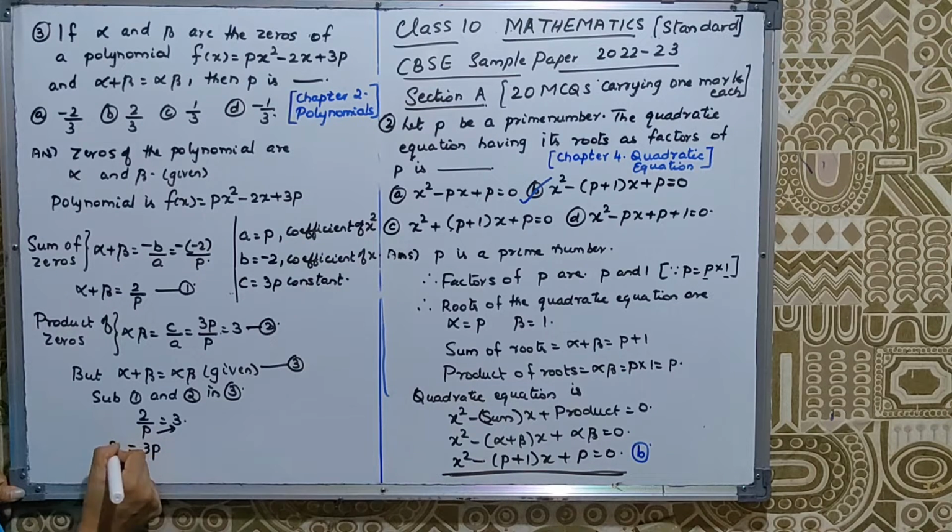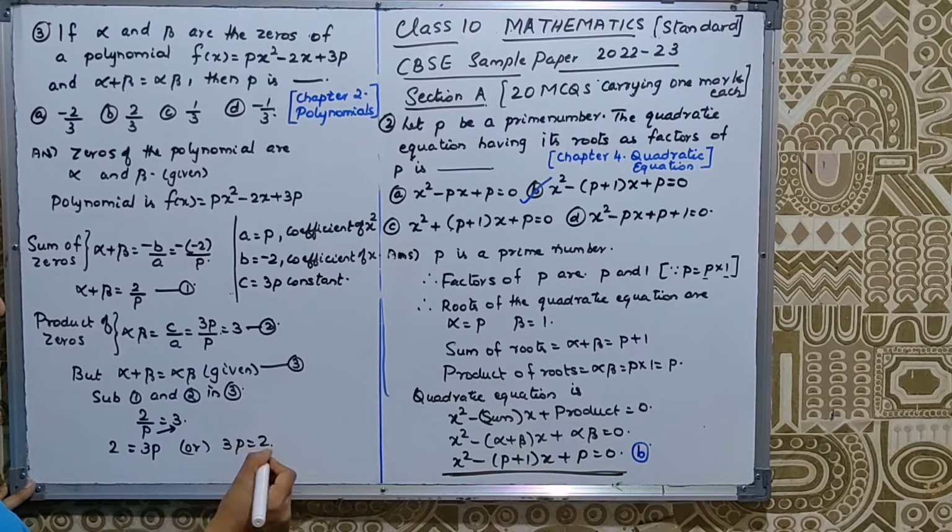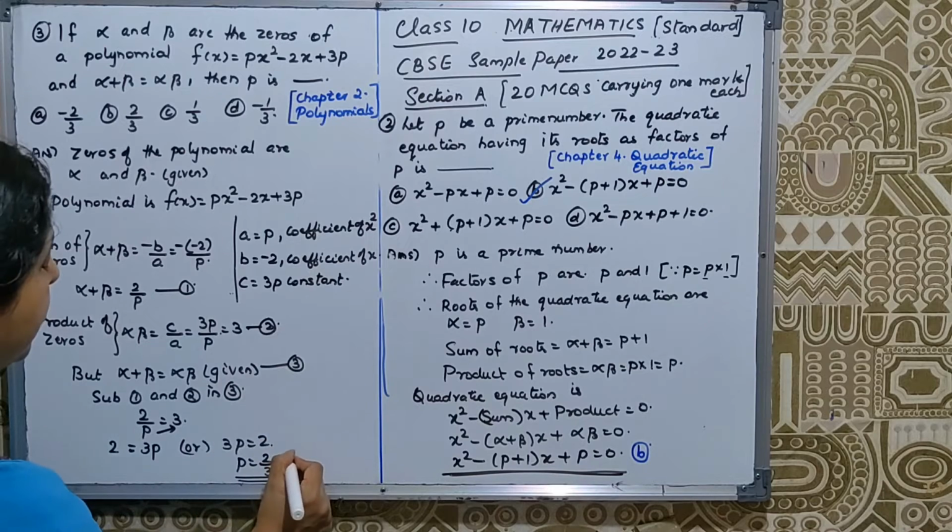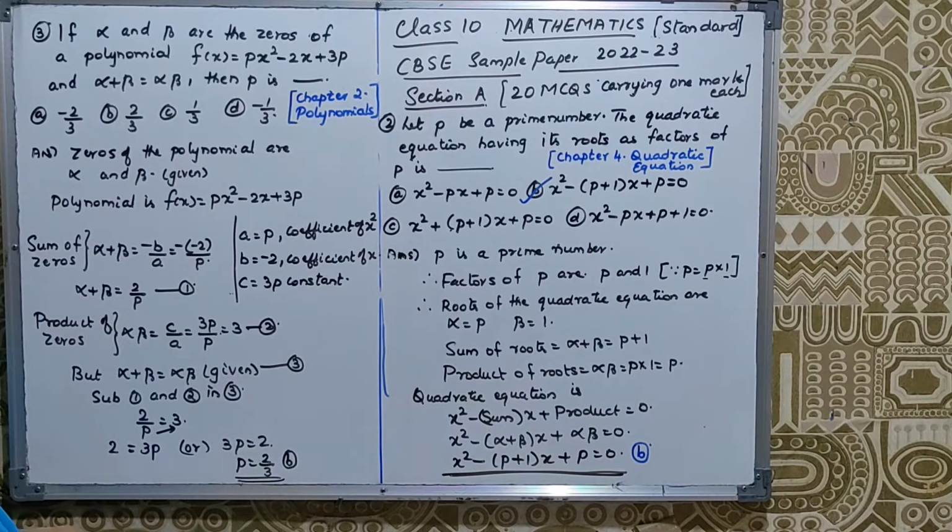Yes, I'll write 2 equal to 3p. Those who are finding difficulty, on the other way, 3p equal to 2. So what will be p? Take 3 from left to right. This multiplication, when you take it to the other side, will become division. So p equal to 2 by 3. That is the answer. Now choice is B. So choice B is 2 by 3.